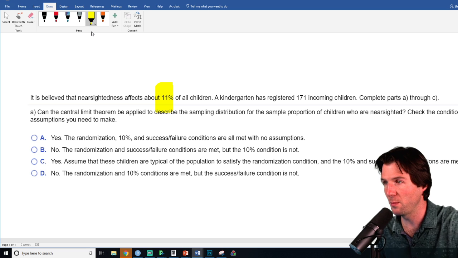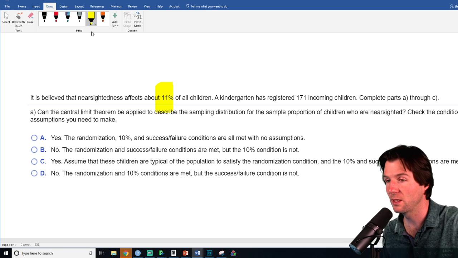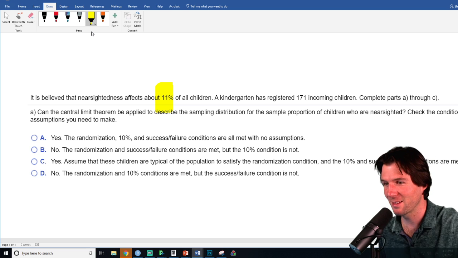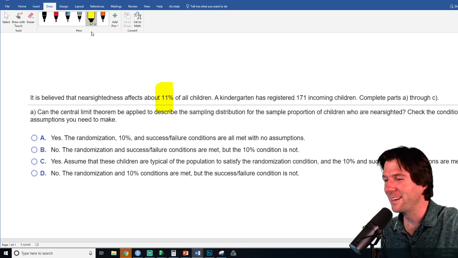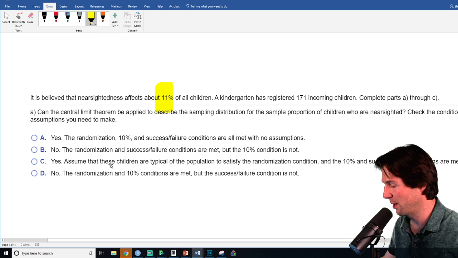So what would that be right there? That would be what if the school knows it? The school knows that nearsightedness affects about 11% of children. That's totally what I am. Nearsighted means that you see better up close. It means you put things in front of your face like this. So that's why I'm always like, I can't see. Nearsightedness affects about 11% of children.